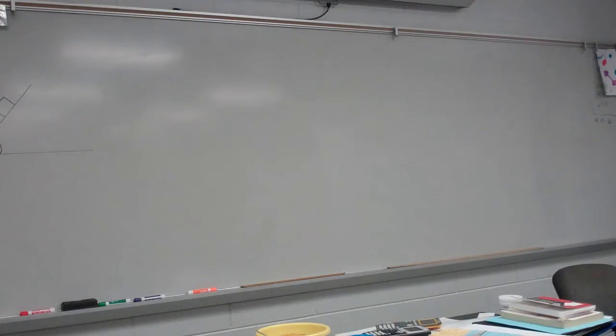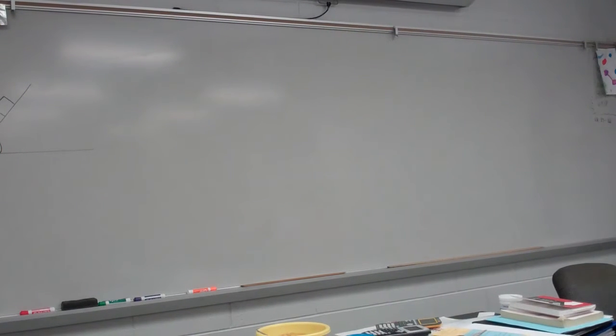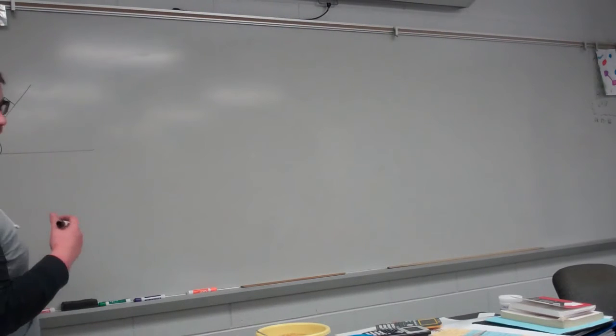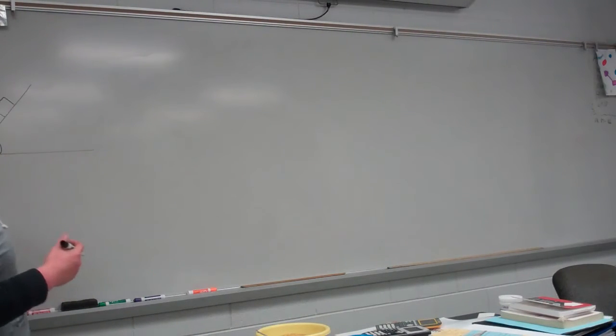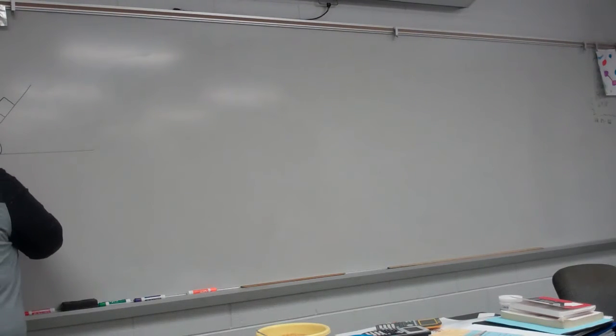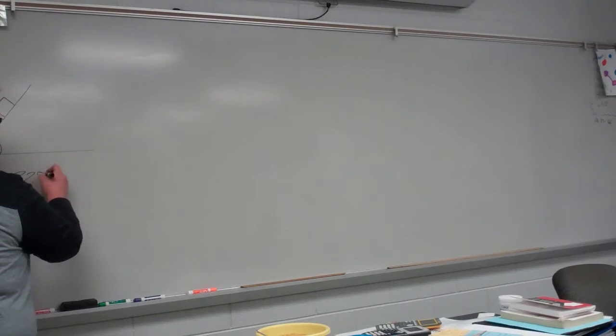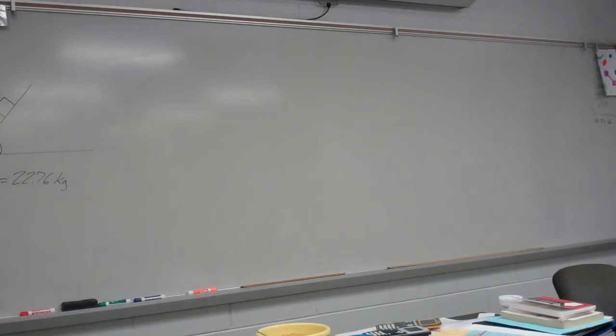All right, so to help you with the whole friction idea, let's say that I have a ramp and I've set a wooden box on this ramp. Let's say that wooden box has a mass equal to 22.76 kilograms. This box is on an incline at an angle of 57 degrees.